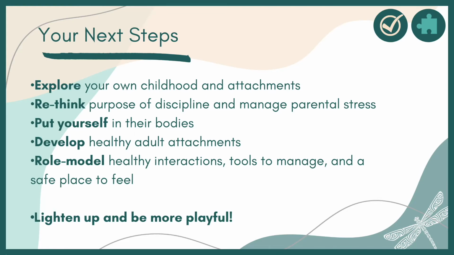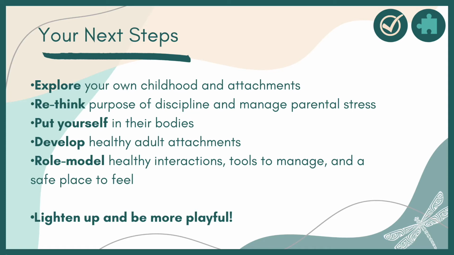And creating adult relationships, friendships, a relationship with your partner. If you're unhappy with the other parent, your children will feel that and they'll have a hard time with that. So those healthy adult attachments are so important. It doesn't seem like it maybe at the time, but that will help you, which in turn helps them. And finally, as I've been saying, role modeling those healthy interactions, right? The tools to manage, and a safe place to feel. So letting yourself have feelings and making sure you're supported, and your kids see that. So that's your homework. Just lots to do, but it's worth it.